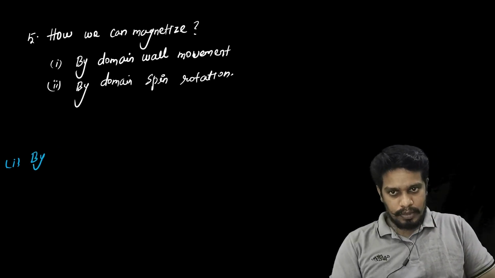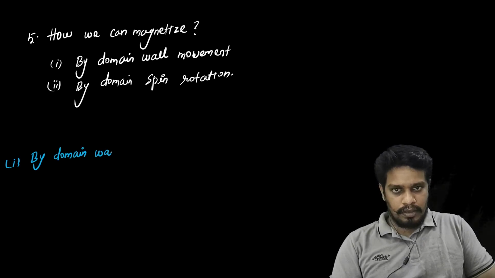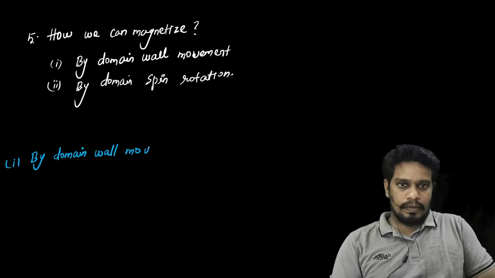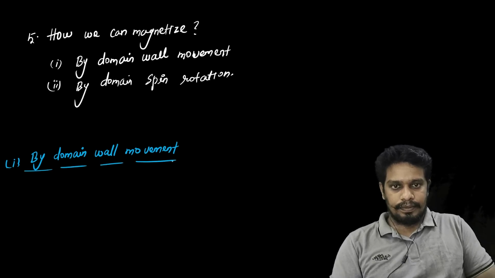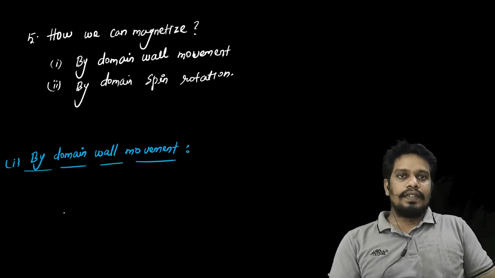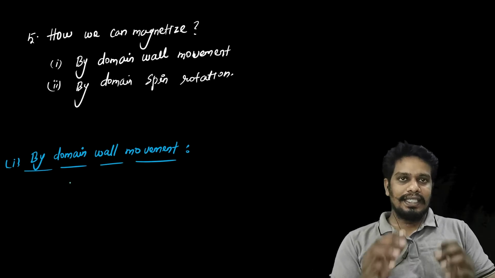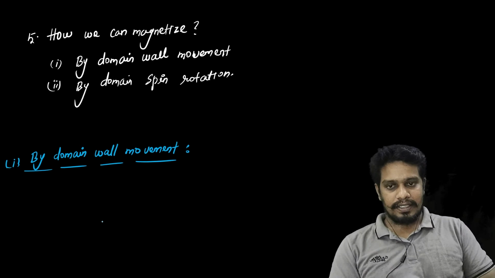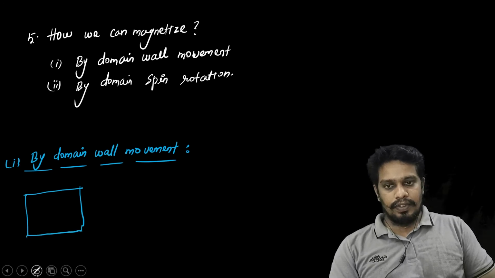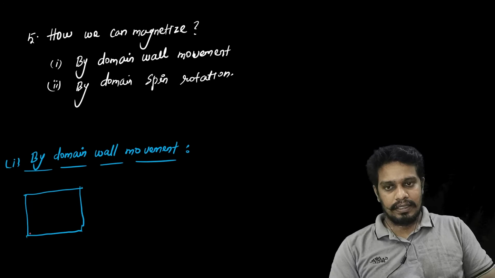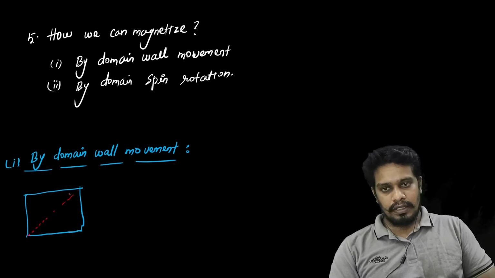So, by domain wall movement. First, we need to draw the domain structure. Here, I am simply drawing this domain structure. Suppose this is your domain cross-sectional view. If you have simply four domains like this, these are the domain walls inside the ferromagnetic material.